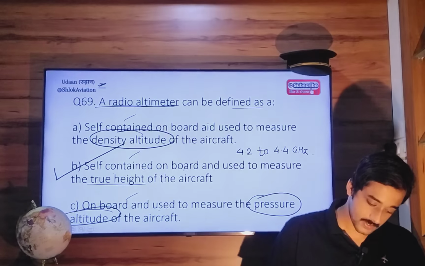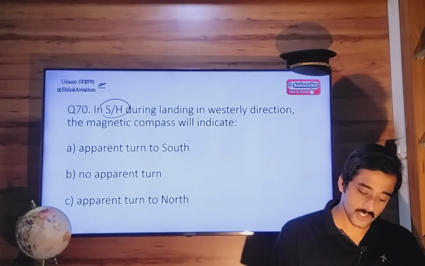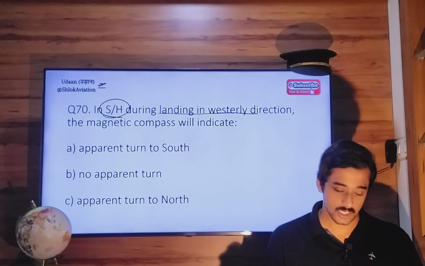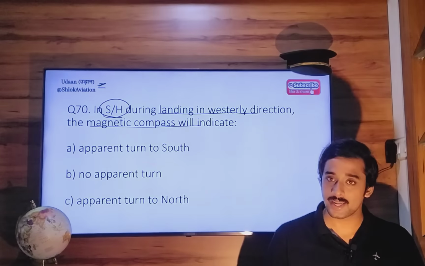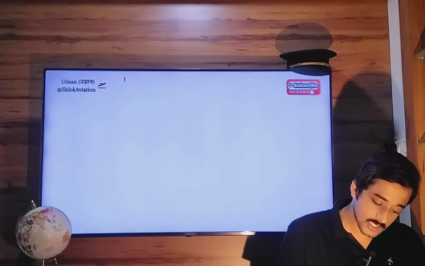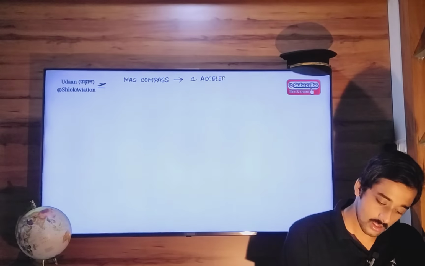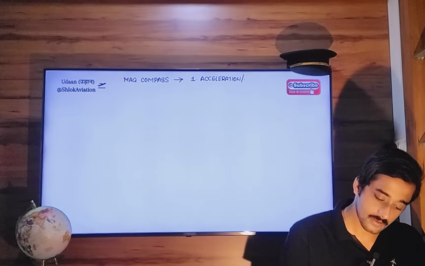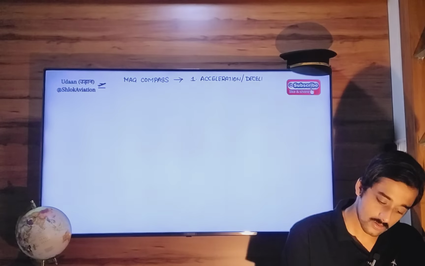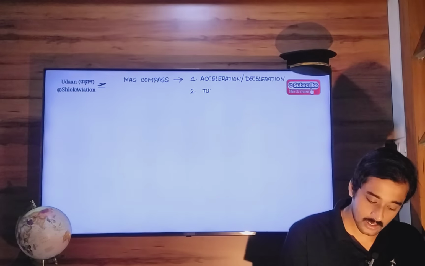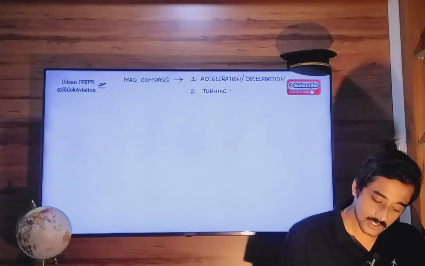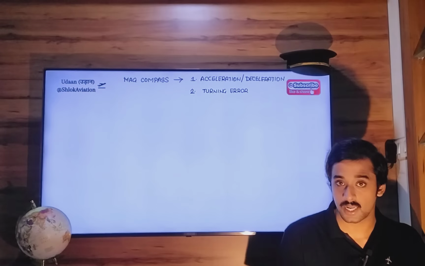Okay, next. In the southern hemisphere, you are landing in a westerly direction. What will happen to the magnetic compass? Now your magnetic compass is subject to two types of errors: acceleration and deceleration error, and the second error is turning error. So this question pertains to acceleration deceleration error.